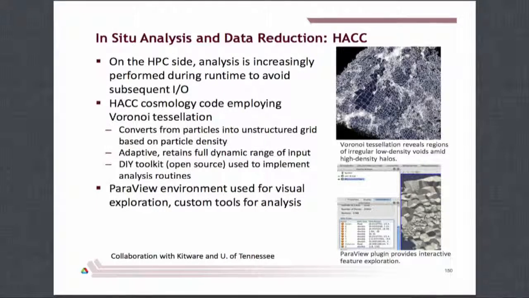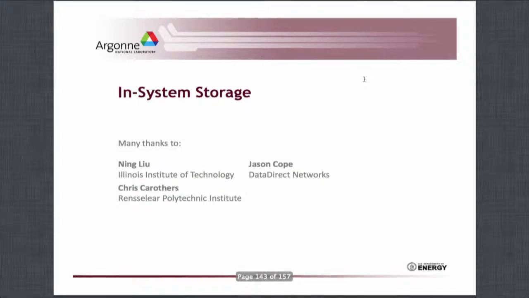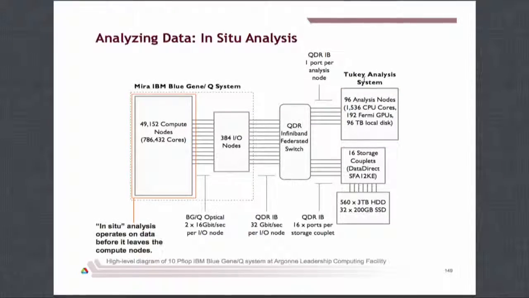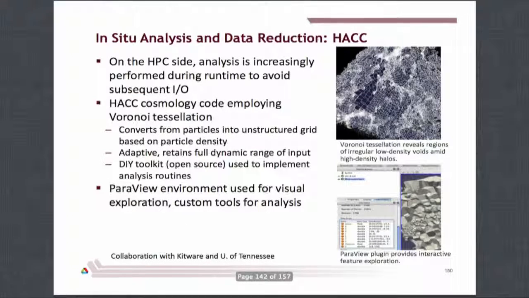As an example, Rob talked about the HACC code earlier. HACC is a good example of one that has been trying out a lot of these different technologies, and they've used some of these analysis techniques. They're working on particles, like Rob was describing, but for some of the analysis they want to do, they need to convert it into a grid to run a different type of analysis algorithm. They can actually use this model where all the analysis happens on the compute nodes for a class of their analysis.